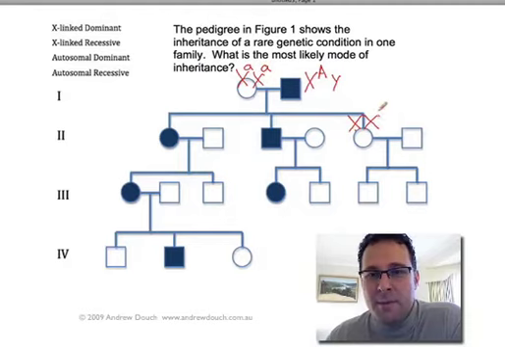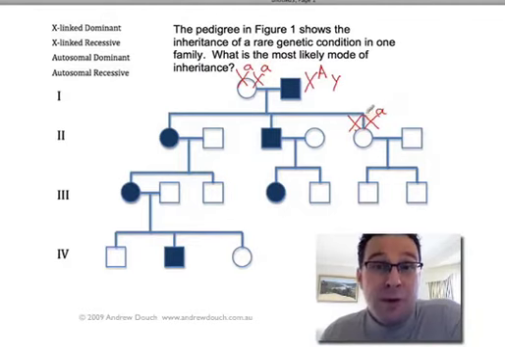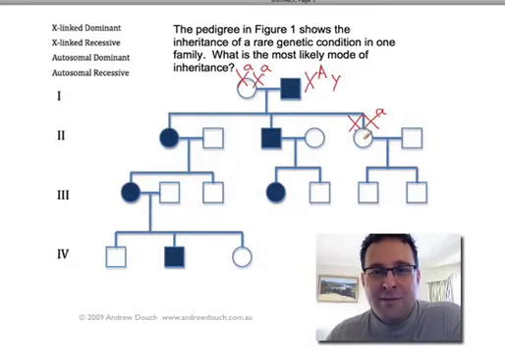She's going to get a little a from mum, that's fine. But here's where we run into our first problem: in order for her to not have this X-linked dominant trait, her other allele here must be a little a as well. She must be homozygous just like mum, because if she had a big A, she would have this rare genetic condition, and yet she doesn't.